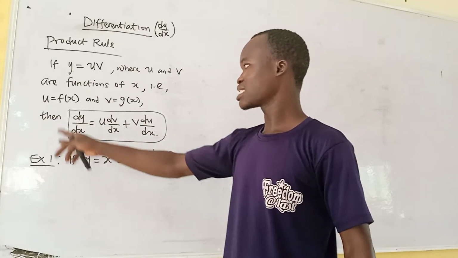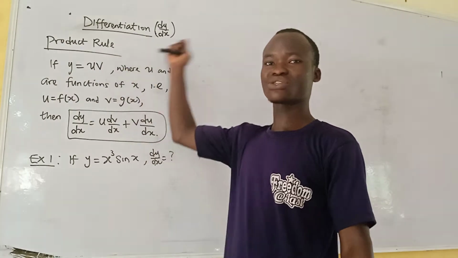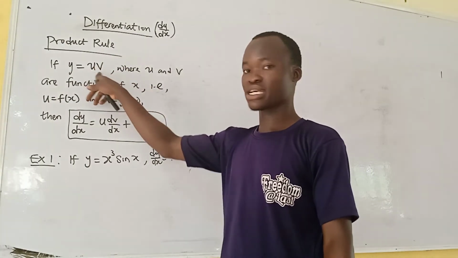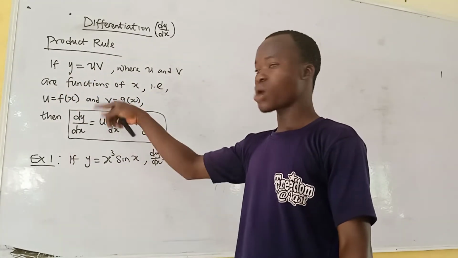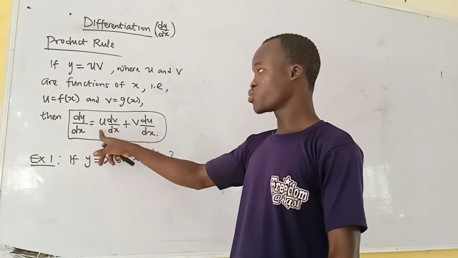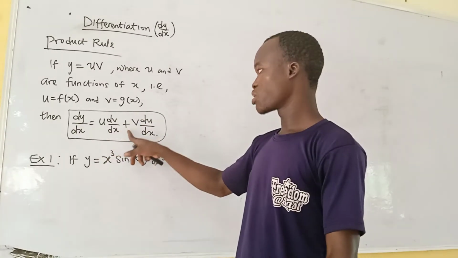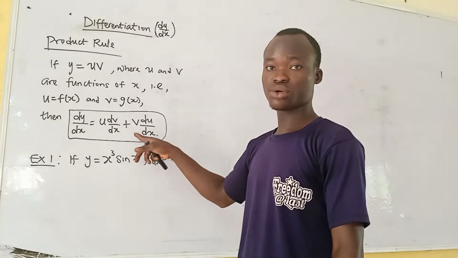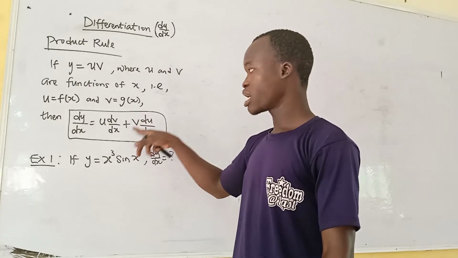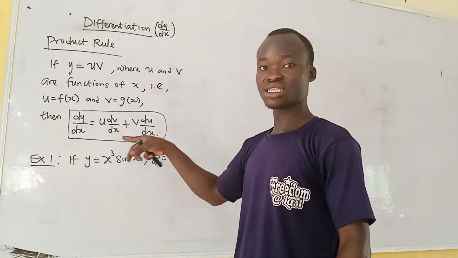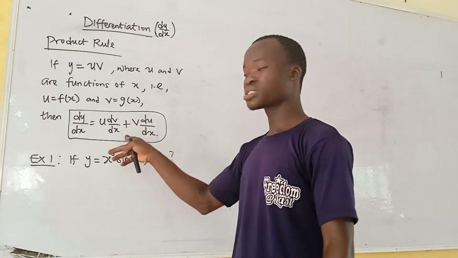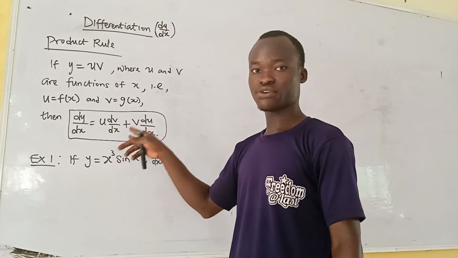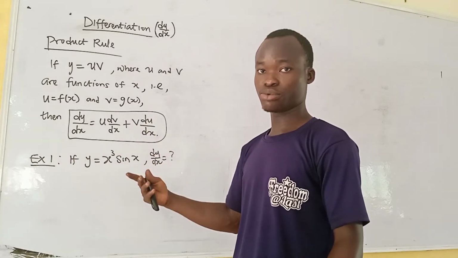So now we say that the differentiation of y with respect to x, you know there's no x here. So the differentiation of y with respect to x now is u dv dx plus v du dx. This formula is very, very important under product rule. Under product rule, there's no way you can differentiate the product of two functions without using this. So now take note of this formula as we'll be using it to solve some problems.